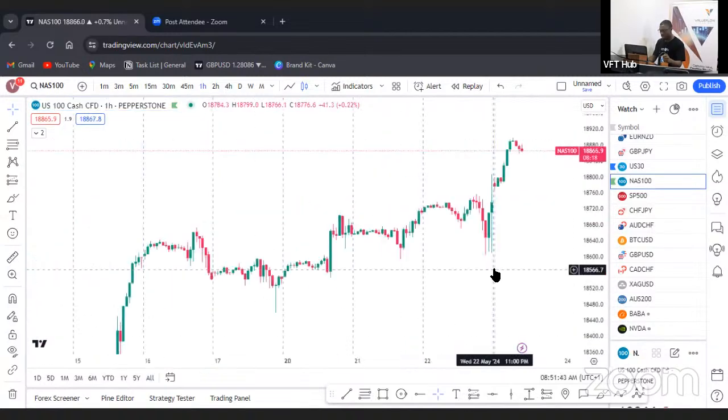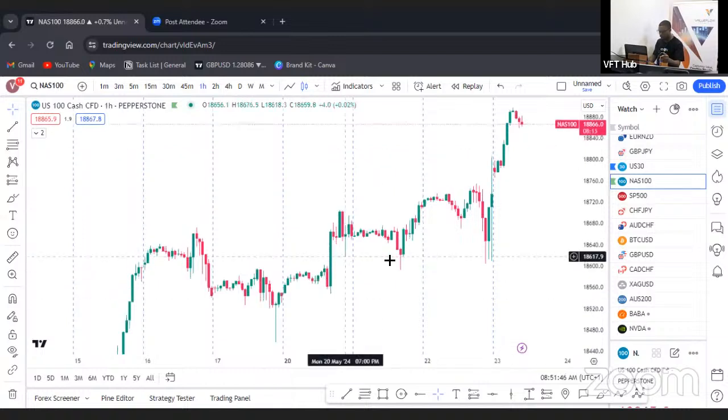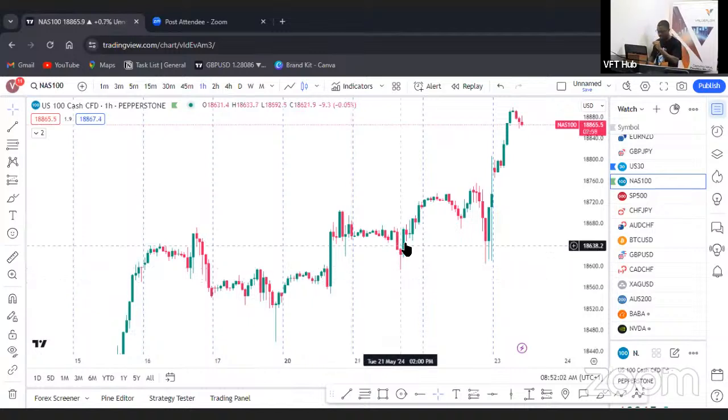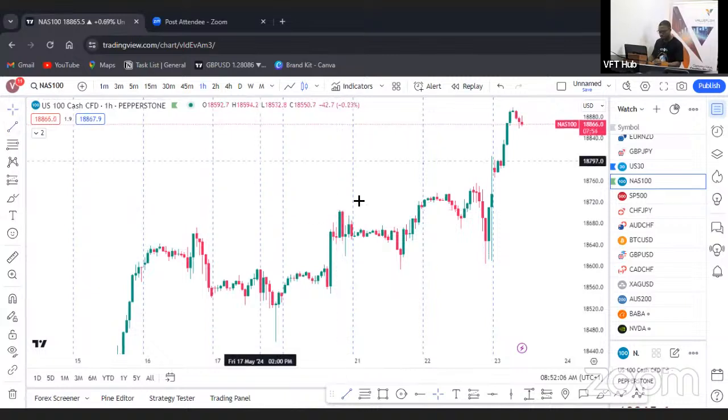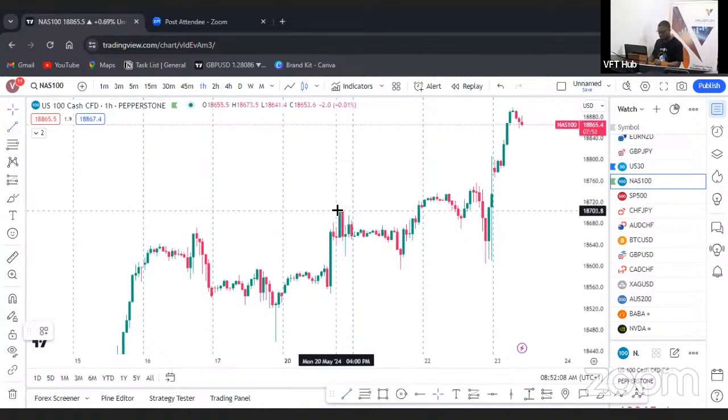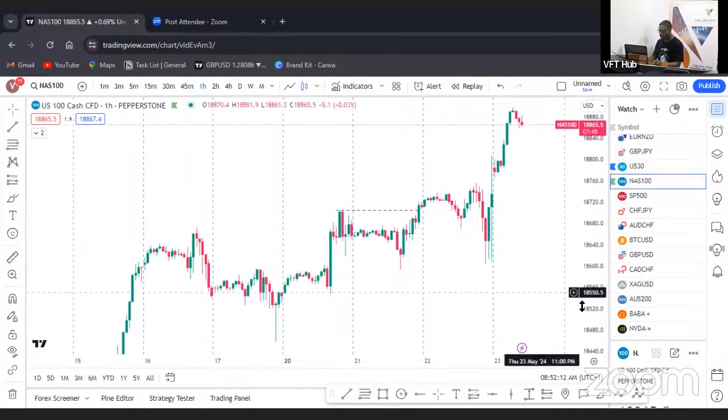On Tuesday, Wednesday, it gave that structure. We saw a clear sweep of this liquidity. As at Tuesday, this looked like price was filling this imbalance and then tapping into this other block, which clearly it did. And also again, we can see that it tapped into this other block and broke this structure point here, which is very much valid.